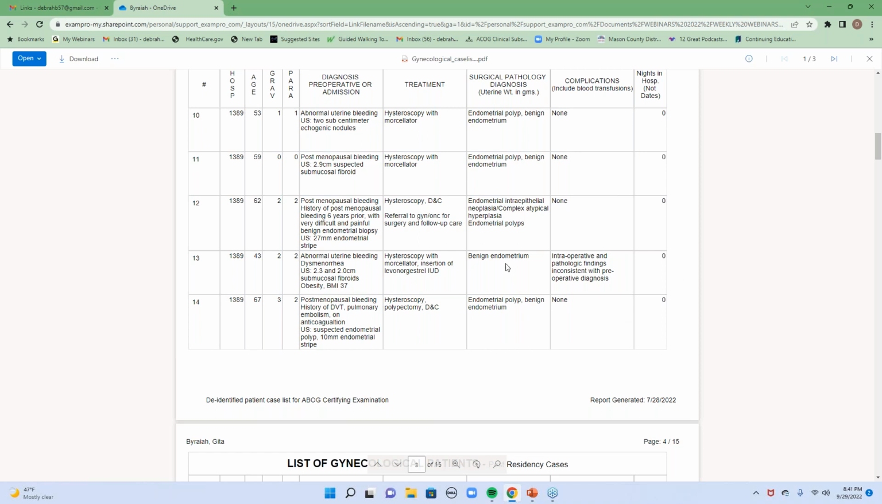I just want to look at this. Well, yeah, I'm going to look at patient 13 just because it was interesting. So you had a 43-year-old who presented with abnormal bleeding. She had dysmenorrhea. She's obese. You did an ultrasound that showed 2 submucosal myomas.